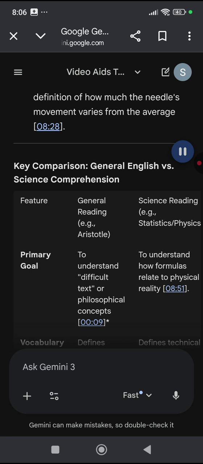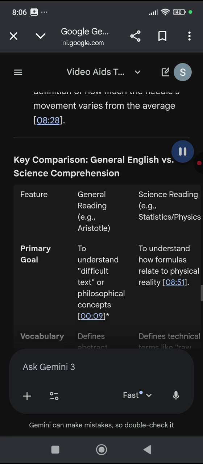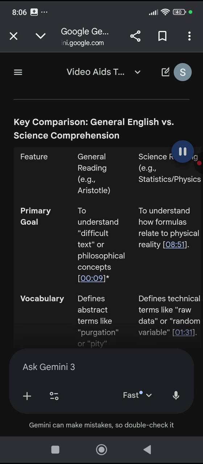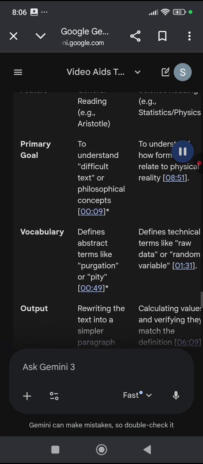Key comparison: general English versus science comprehension. Feature, general reading (e.g., Aristotle) versus science reading (e.g., statistics, physics). Primary goal: to understand difficult text or philosophical concepts, versus to understand how formulas relate to physical reality.